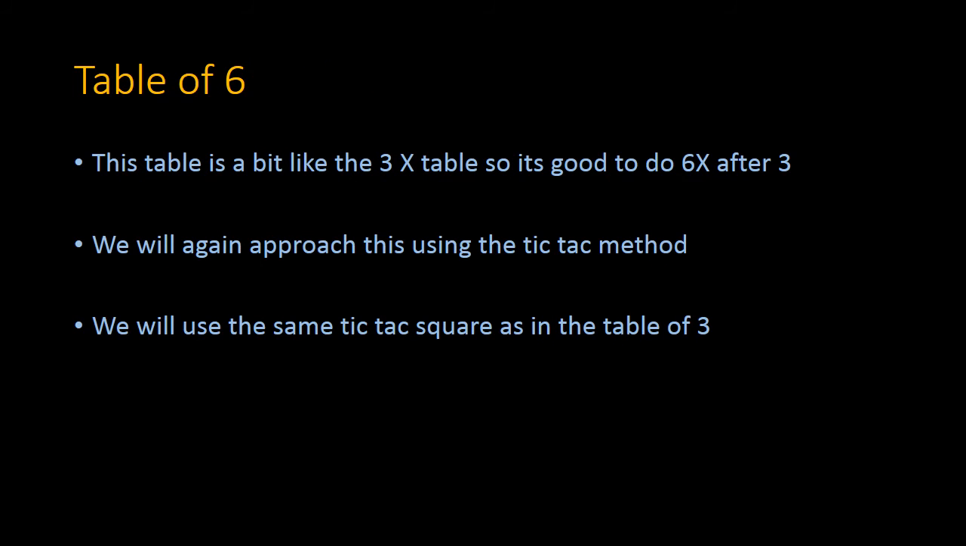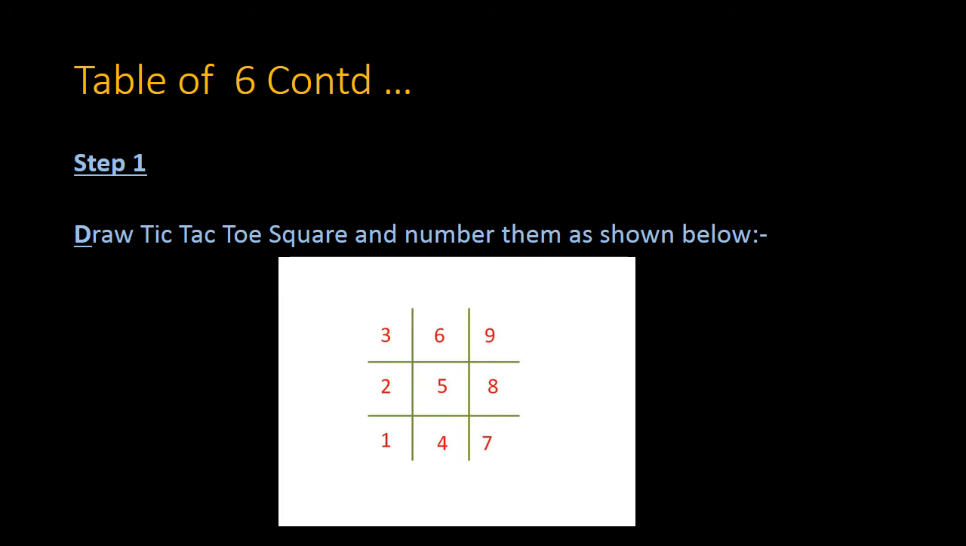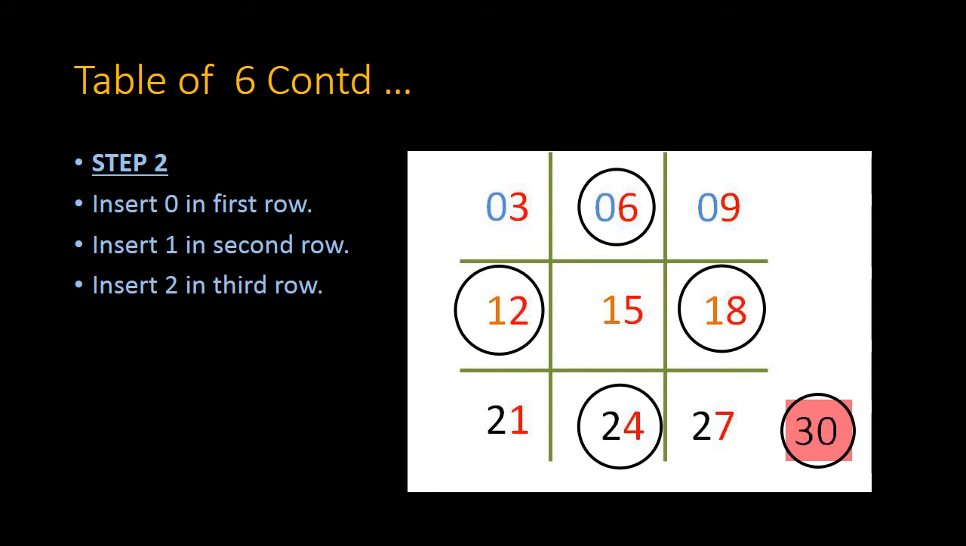Table of 6. Table of 6 also follows the same tic-tac pattern as the table of 3. So we use the same square, put in the numbers in a similar manner, that is starting from the bottommost left corner. Insert 0 in the first, 1 in the second and 2 in the third row, and in the square outside the tic-tac-toe square we have 30 again.